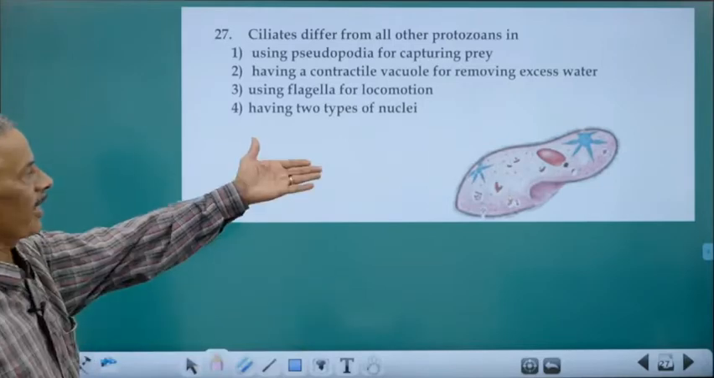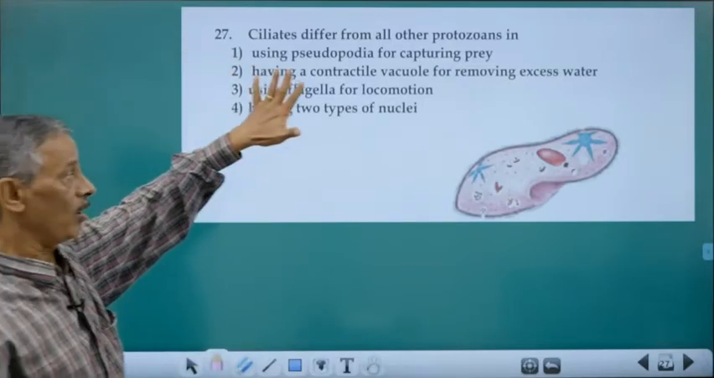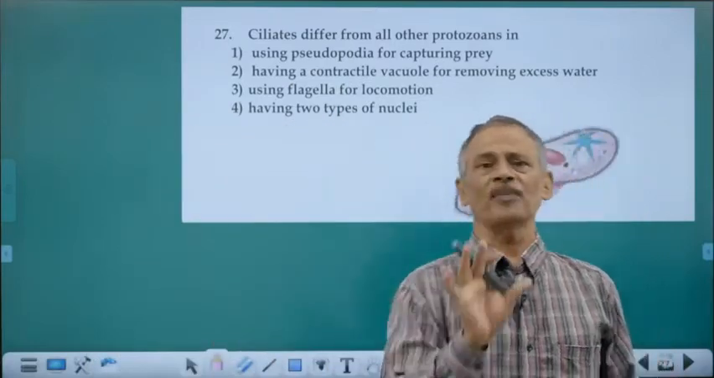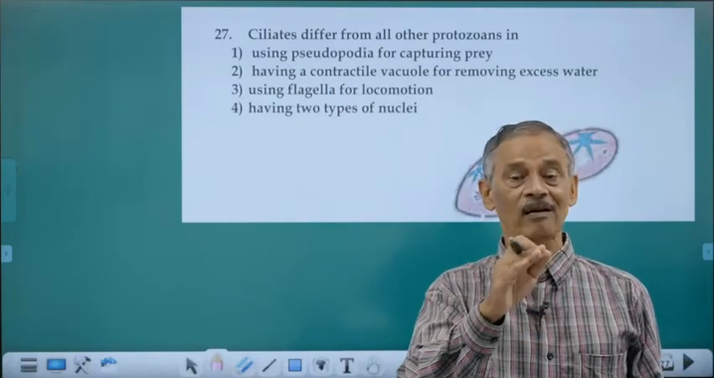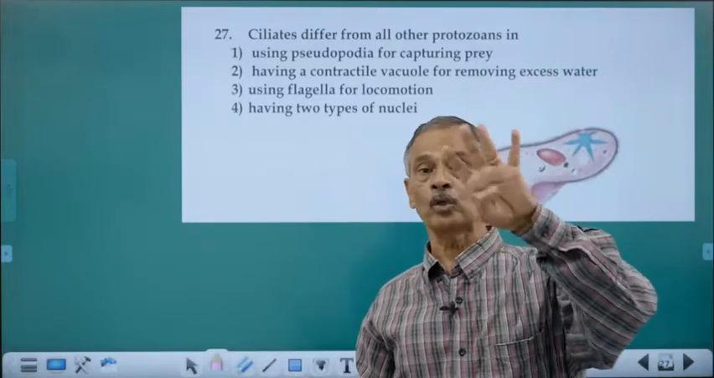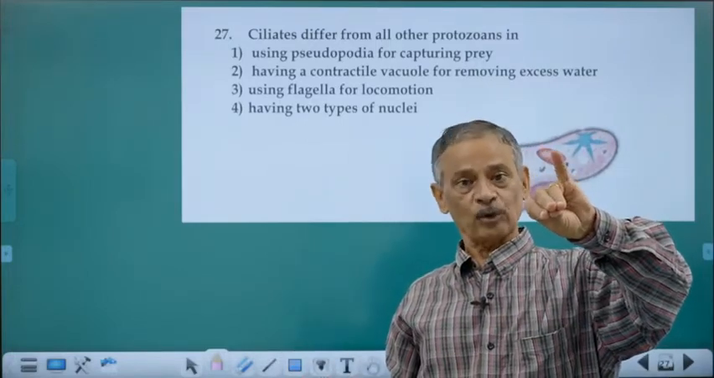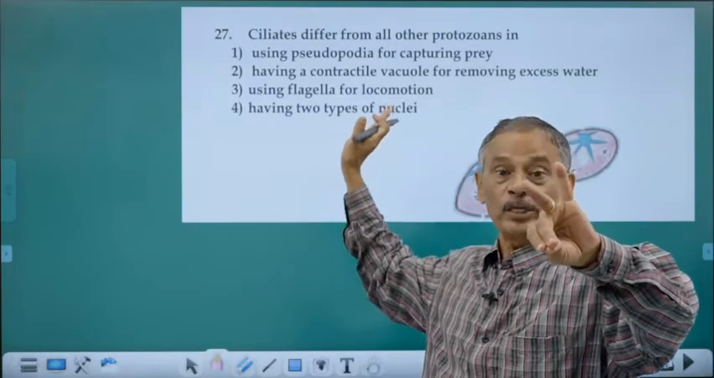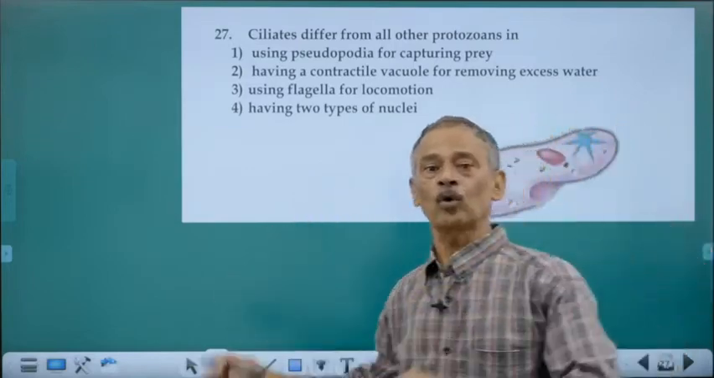Now, you are having the diagram also. Ciliates differ from all other protozoa. What are ciliates? Ciliates are the most advanced among protozoans. Based upon the locomotor structure, we classify them into 4 groups: Rhizopoda or Sarcodina, Ciliophora, Mastigophora, and Sporozoa.